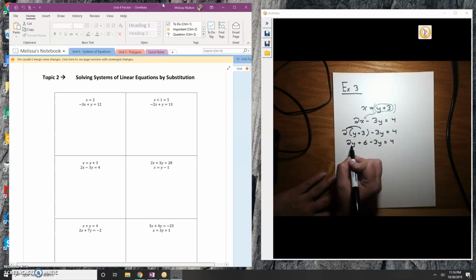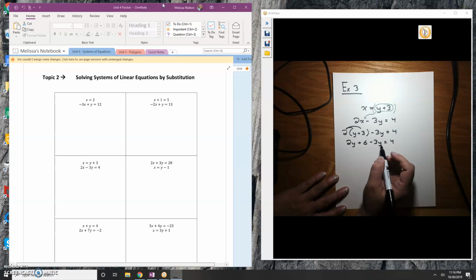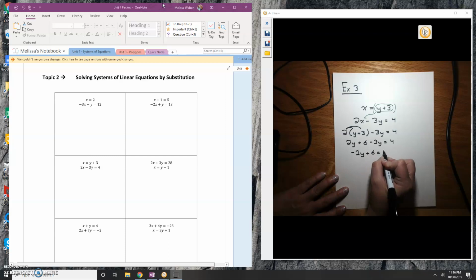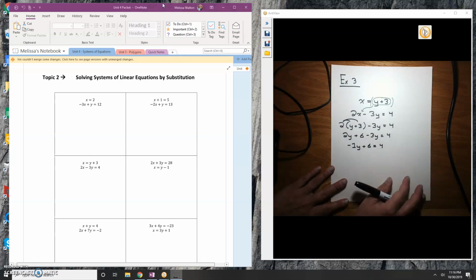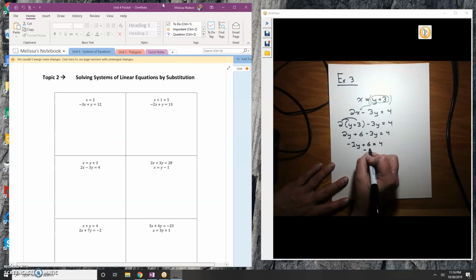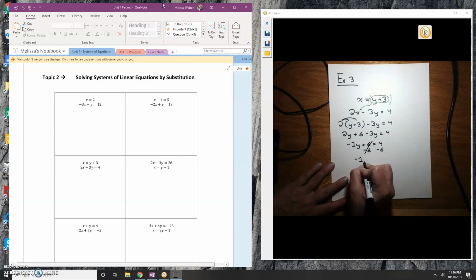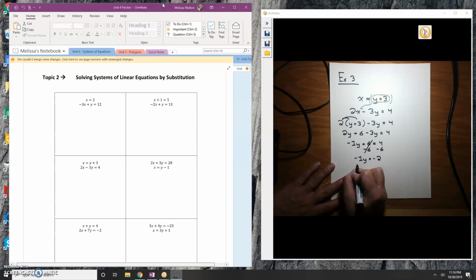I see 2 things that I can combine. I have a 2y and a negative 3y. Well, that is negative 1y plus 6 equals 4. We're getting close. Let's go ahead and subtract 6. I have negative 1y is equal to negative 2. And finally, last step, divide by negative 1. Y is equal to positive 2. Don't forget, a negative divided by a negative is a positive. So we have y is equal to 2.